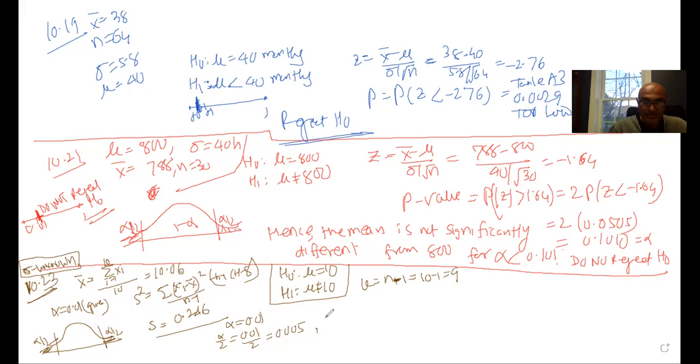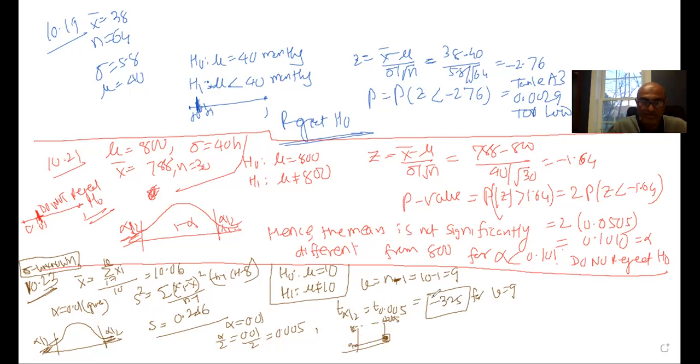So t alpha by 2. I'm going to find t alpha by 2, which is equal to t 0.005 for v equal to 9. Here you have your v and here you have the number 9, and you have 0.005 on the second page of the table. Just match this number and you're going to get one value, and that value is negative 3.25.